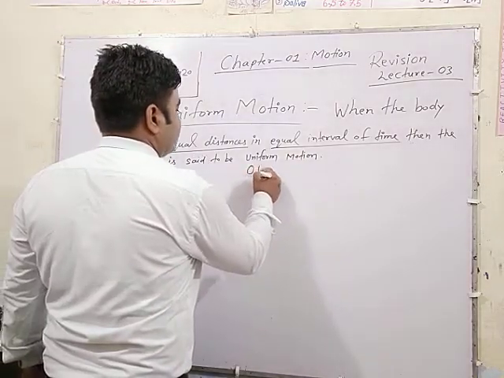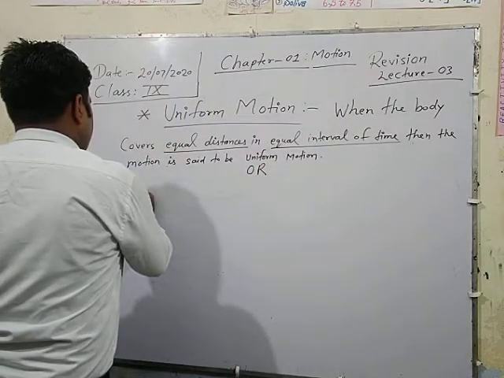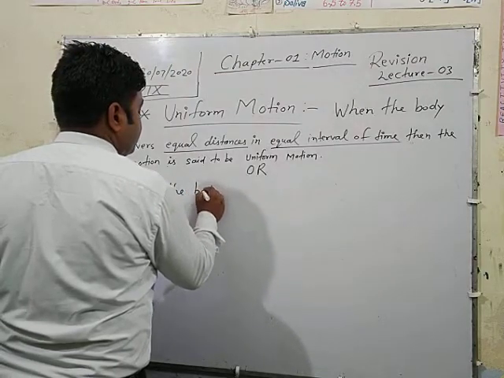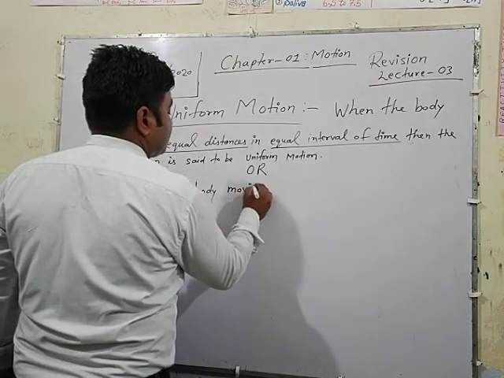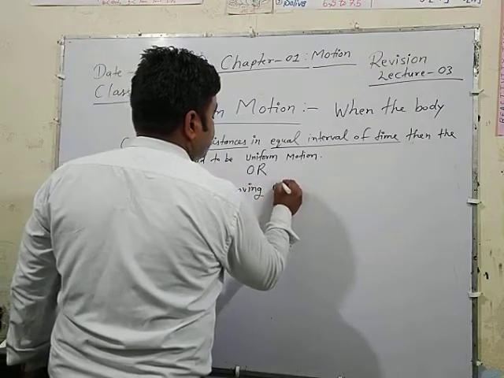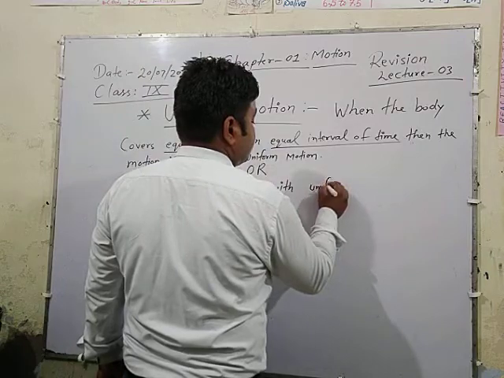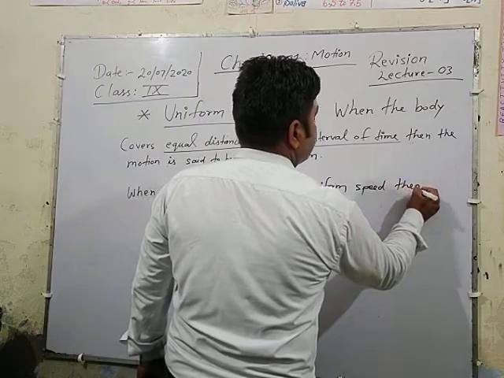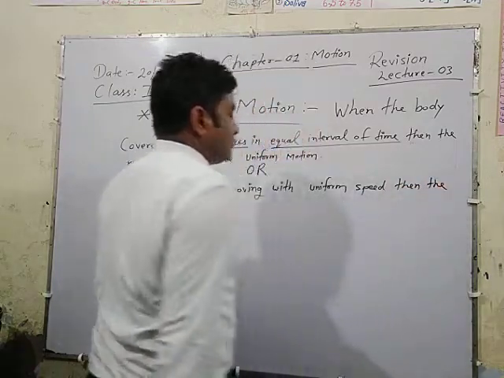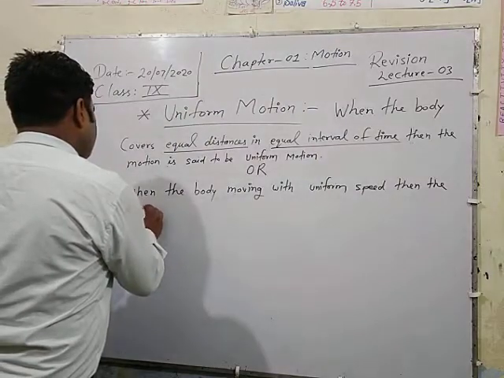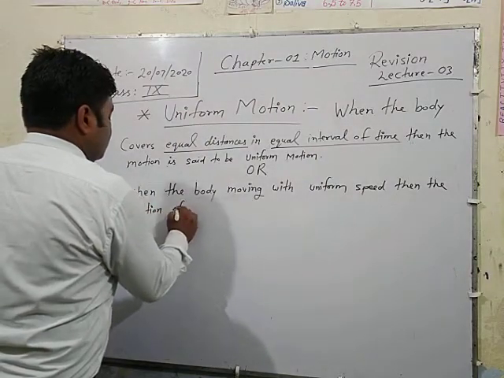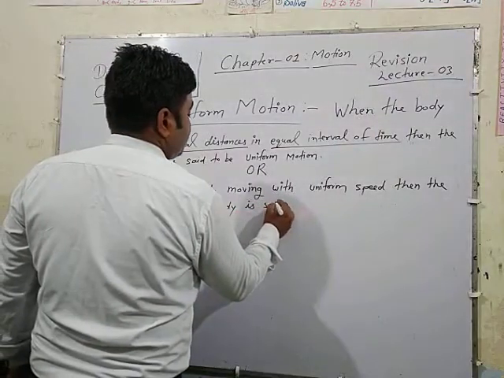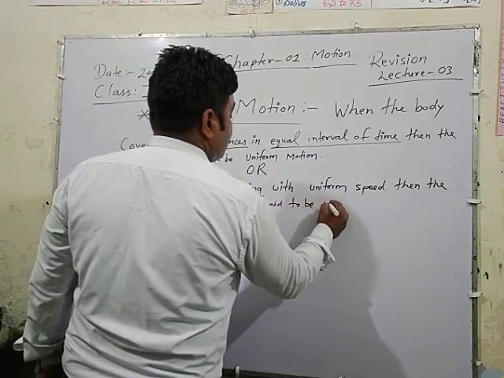Another concept: when the body is moving with uniform speed, then the motion of the body is said to be uniform motion.